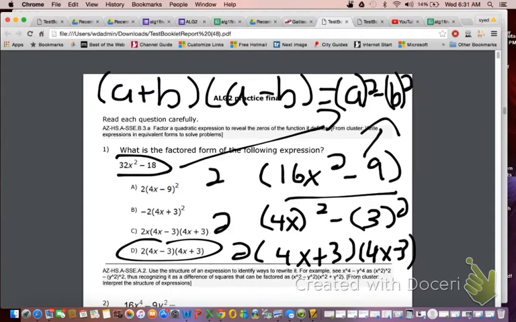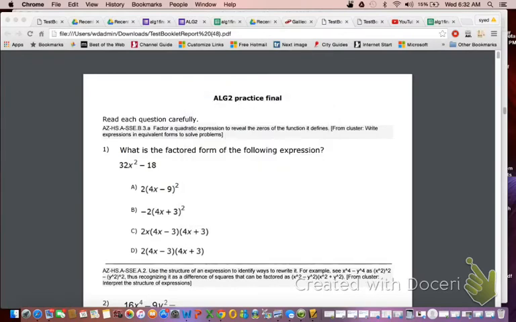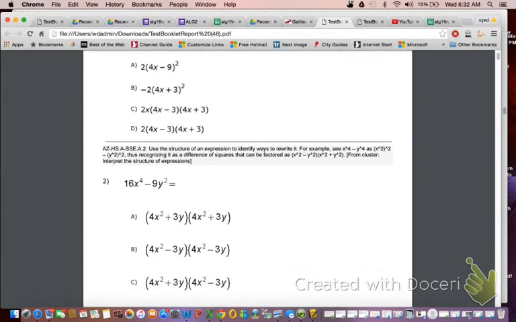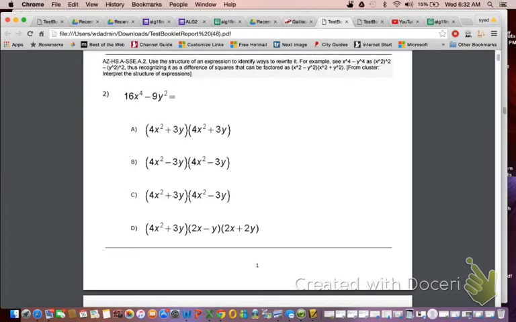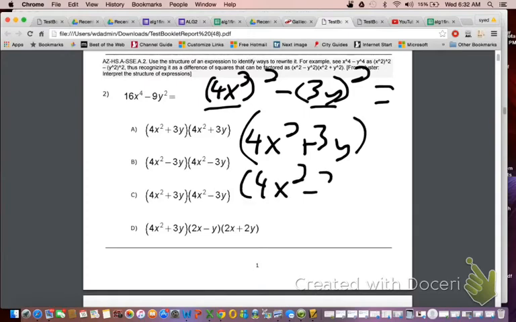And number 2 is very similar. Because we want to make it look like this. So this becomes 4x squared. This becomes 3y. So it's this plus this times that minus that. I'm going to put it at the bottom. So it has to be C.